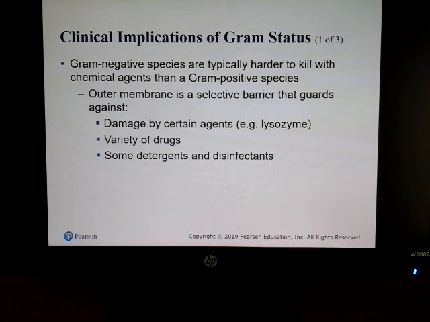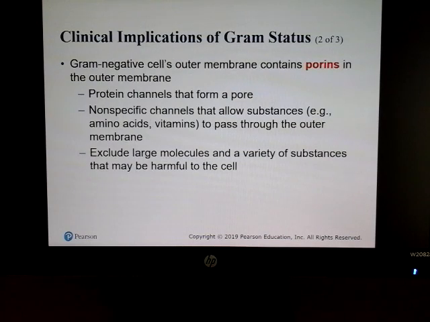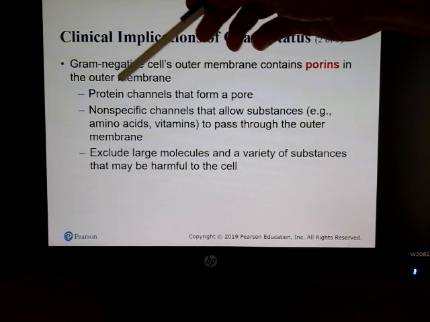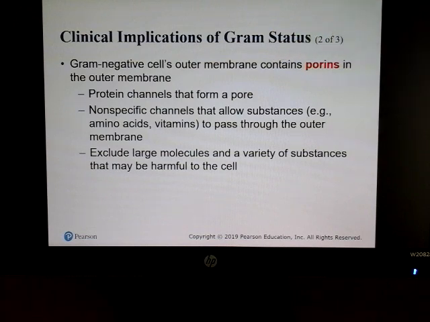Now, in general, gram-negative are harder to kill than gram-positive. The outer membrane is a very thick and protective barrier. It protects against damage from some types of degradative enzymes, drugs, detergents, and disinfectants. Now, there are the porins, and please know that the porins are protein channels that form a pore, which allows things to go in and out of the gram-negative.